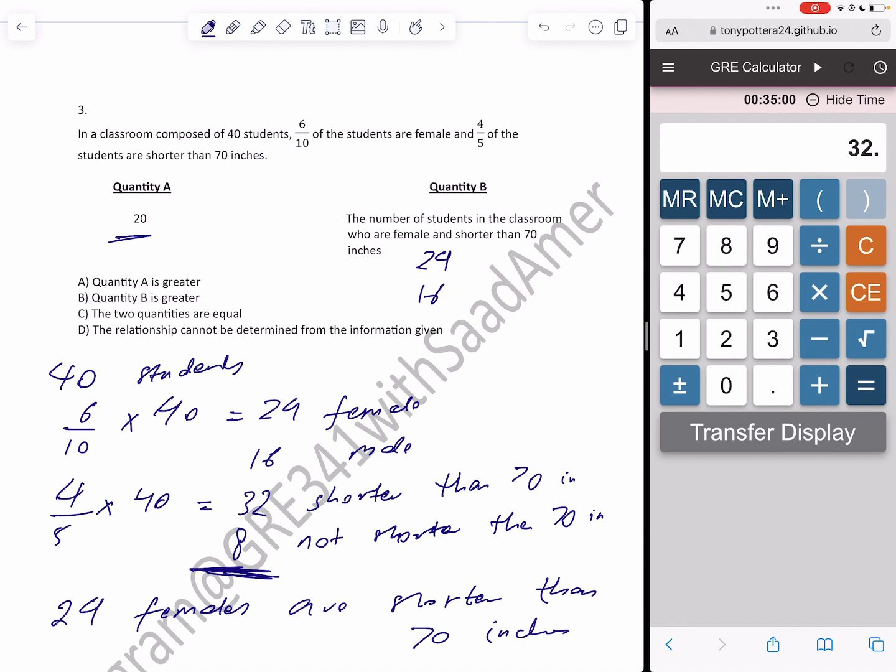In the first case, quantity B is greater than quantity A. In the second case, quantity A is greater than quantity B. So there's no way to tell without any additional information. As a result, the answer would be D.